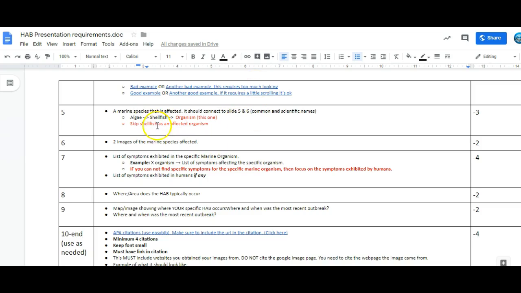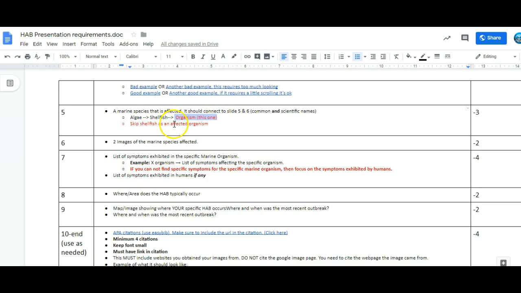All right, this one you got to be careful with. I need to know a marine species that is affected. If a marine species is affected, a lot of them will, not all of them. Do not use shellfish. So if it says, oh, it impacts oysters or clams or mussels, like scallops, none of that counts. Do not include oysters. Do not include scallops. Typically, it's the one after that.